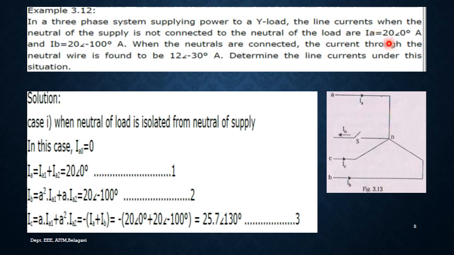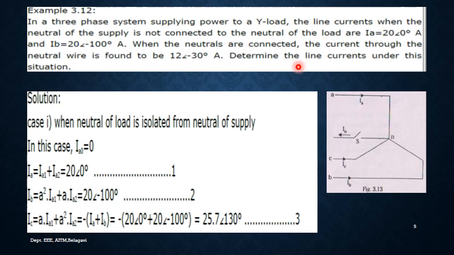Ia is equal to 20 at an angle 0 degree and Ib is equal to 20 at an angle minus 100 degree ampere. This is when the neutral is not connected. Now suppose when the neutral is connected, the current through the neutral wire will be this much. This is when the neutral switch gets closed. During that period, the current will start to flow through this neutral wire, and it is found to be 12 at an angle minus 30 degree ampere. So by knowing these two conditions, we need to determine the line currents for both the conditions.